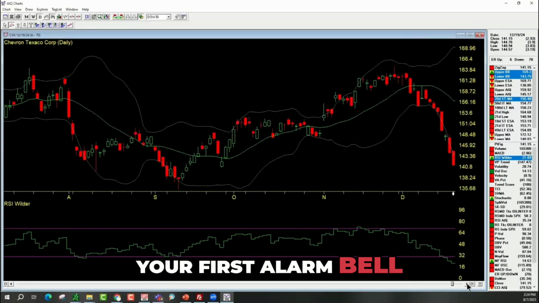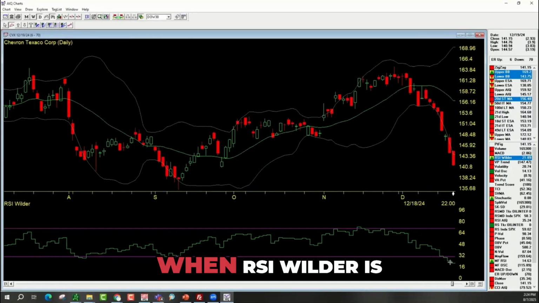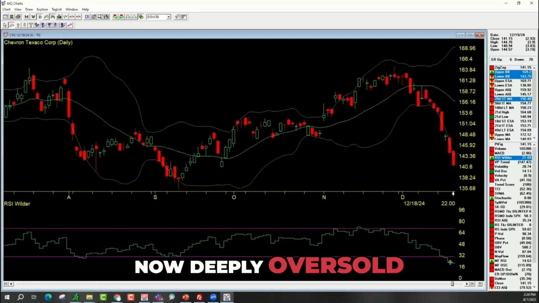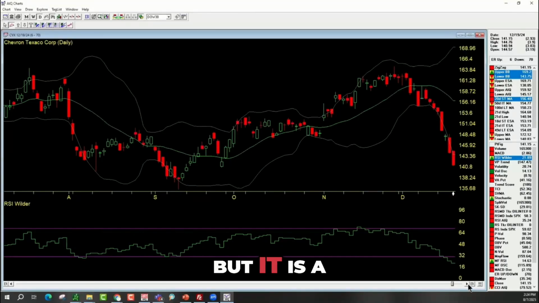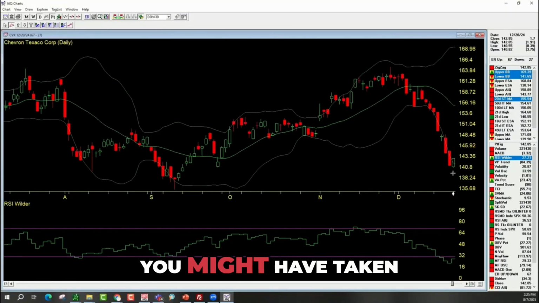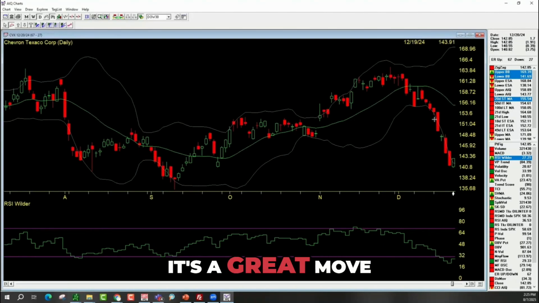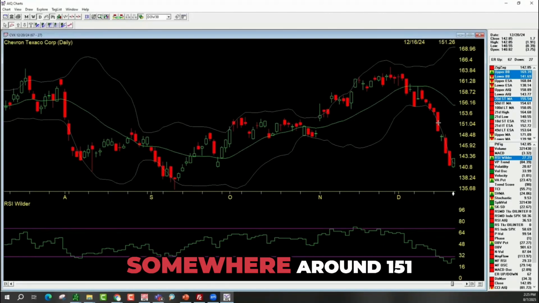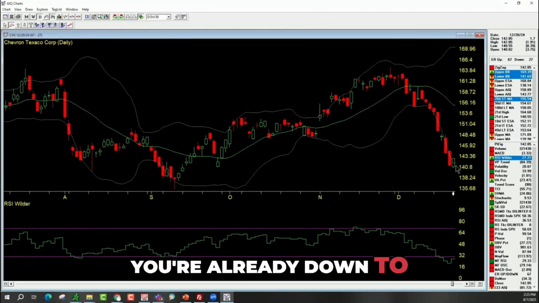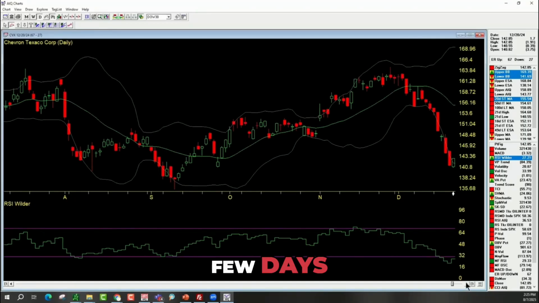Your first alarm bell, or first time to take any money off or cover a short on this, would be here when RSI Wilder is now deeply oversold. That's not necessarily the end of the trade, but it is a warning sign. At this point here, you might have taken some of this money off the table. It's a great move. I mean, assuming you got in somewhere around 151, you're already down to 140 in just a few days. That's a great move.